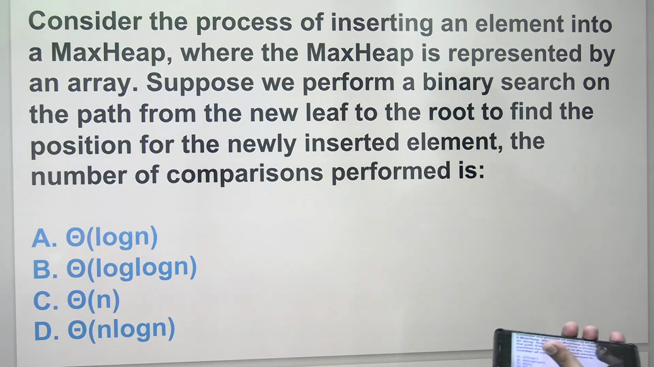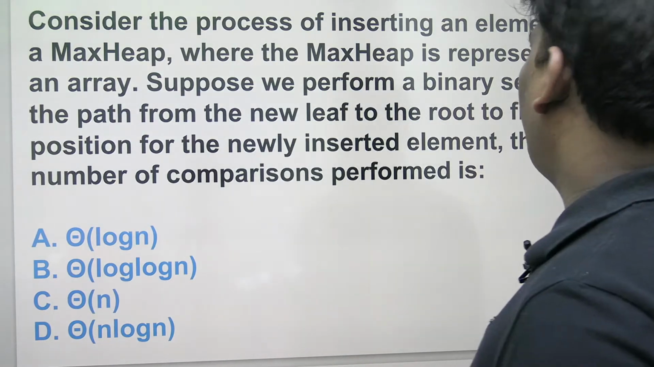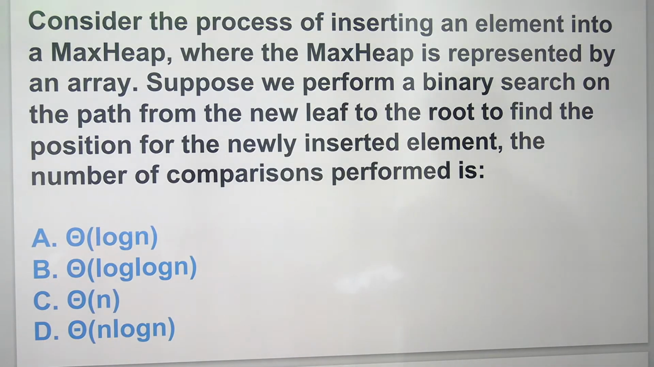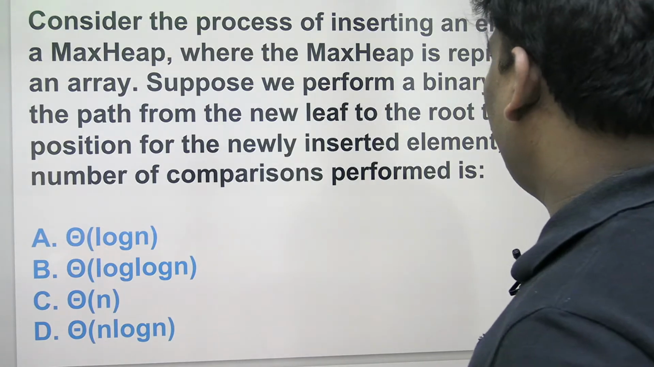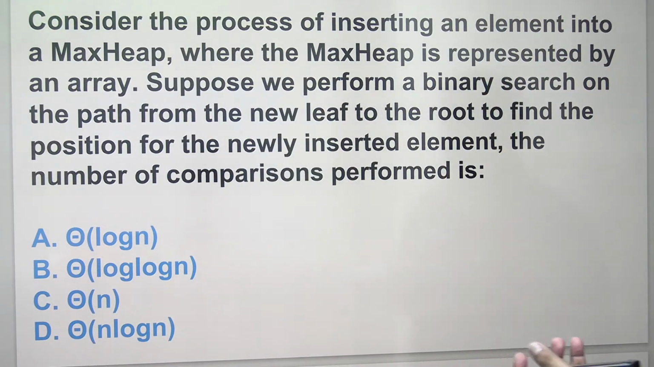Consider the process of inserting an element into a max heap, where the max heap is represented by an array. Suppose we perform a binary search on the path from the new leaf to the root to find the position of the newly inserted element. The number of comparisons performed is, some options are given, 4 options.